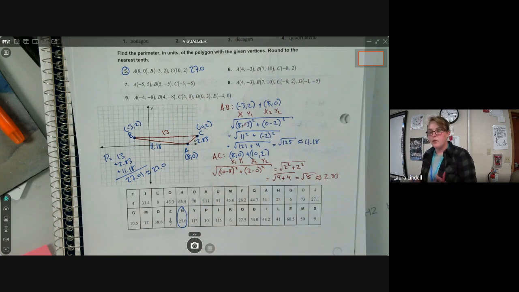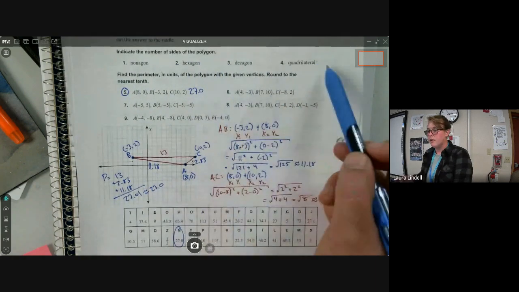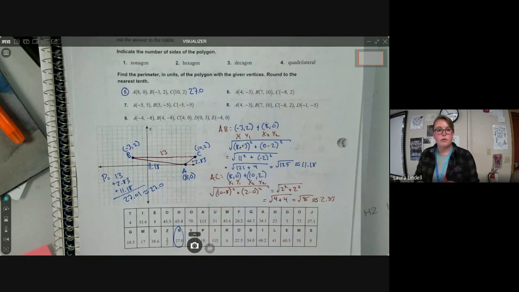All right. Your task is to do 6, 7, 8, and 9, and then also 1, 2, 3, 4. We will go over any questions you guys have on Monday, but please do attempt all 4 of those, at least graph the shapes, and do what you can with the distance formula.